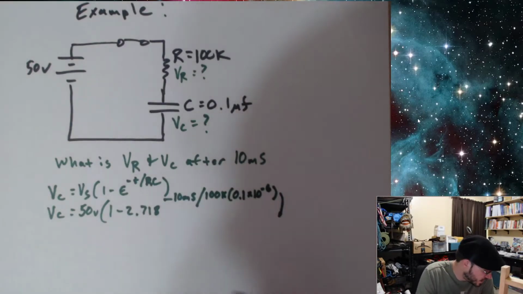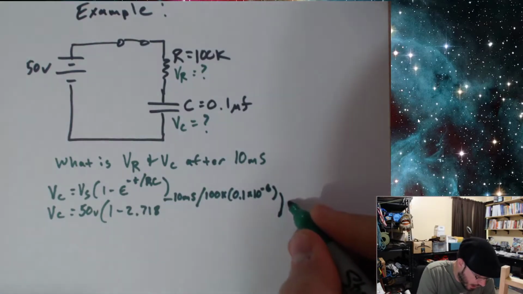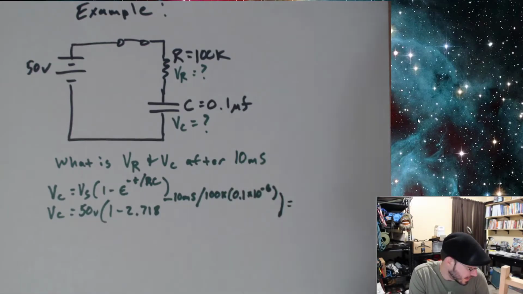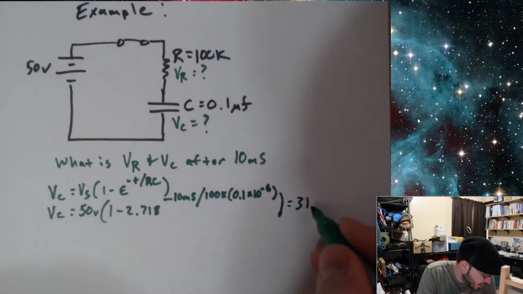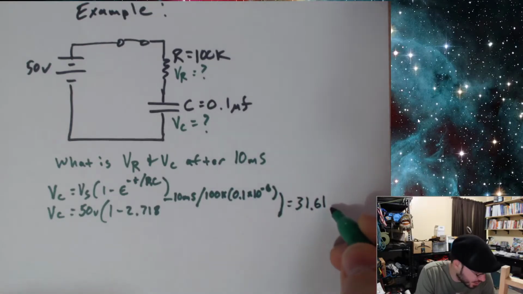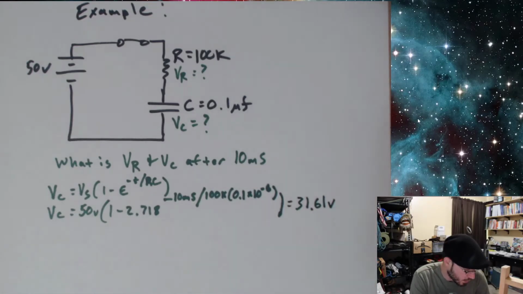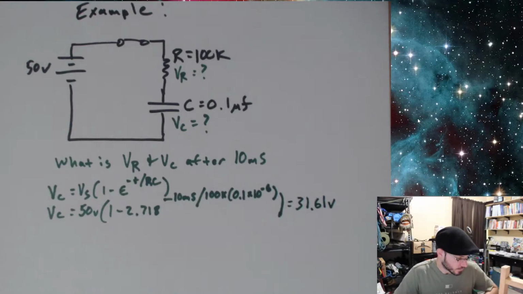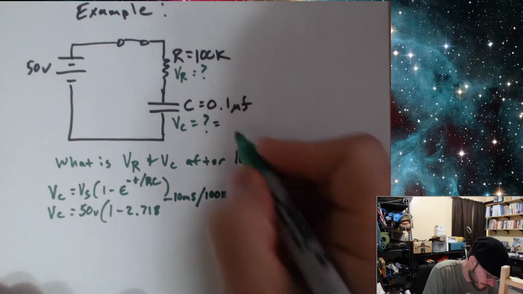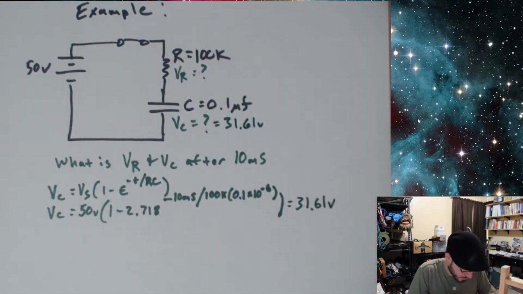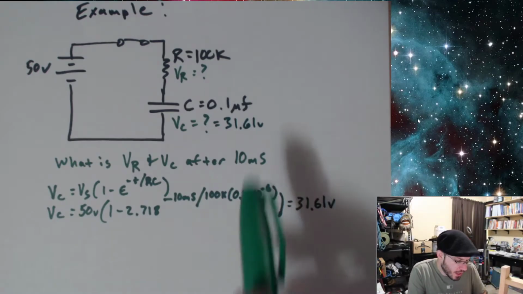If you go ahead and punch this out, you're going to find out that the voltage across the cap after 10 milliseconds is going to be 31.61, I'll just round it, 61 volts. Okay. So pretty straightforward and easy.